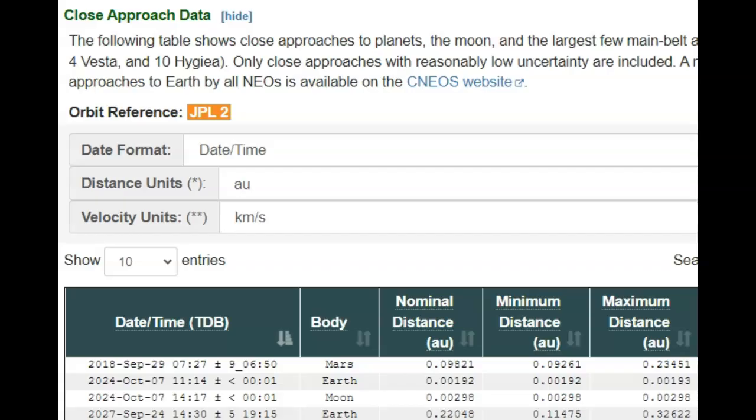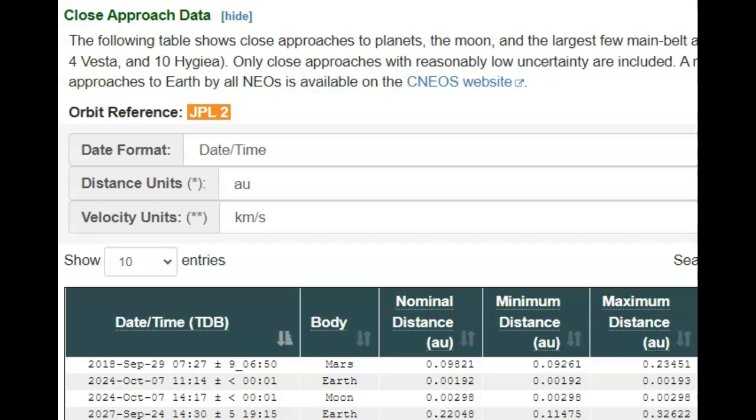Now, looking at close approach data with such few observations, they've only been able to extrapolate 4 close calls, one of those to Mars, and that was in 2018. This is headed inbound tomorrow at 11:14 UTC time. It's going to be 5:14 Central time tomorrow morning on the 7th. That's the close approach to Earth.